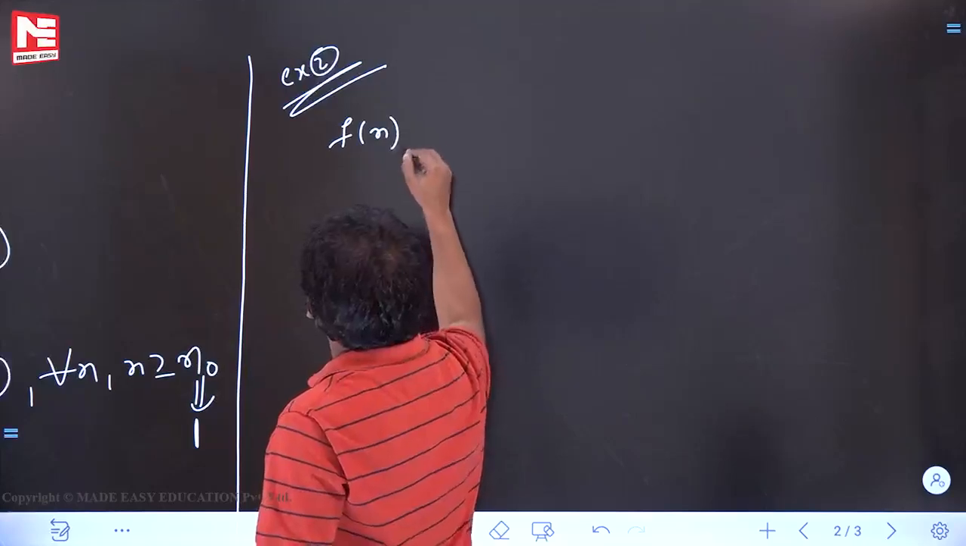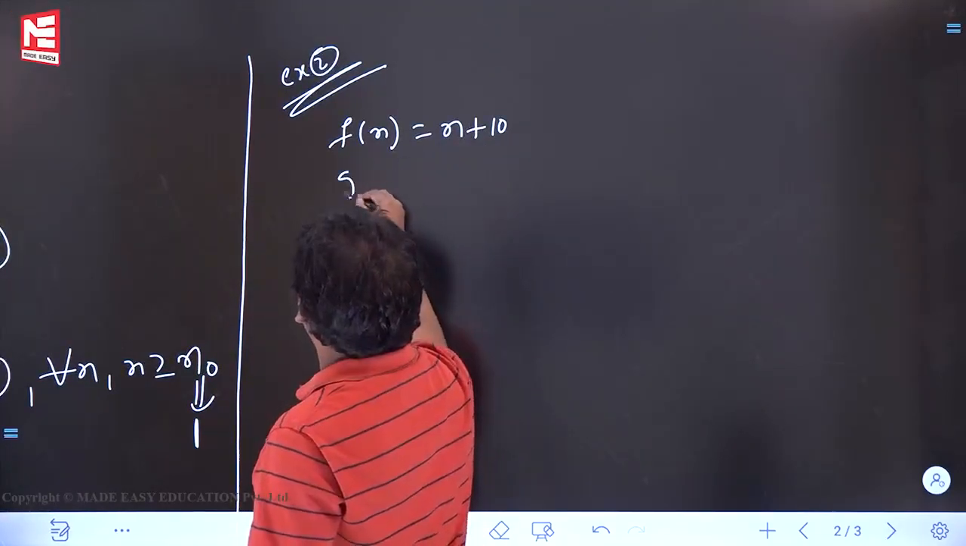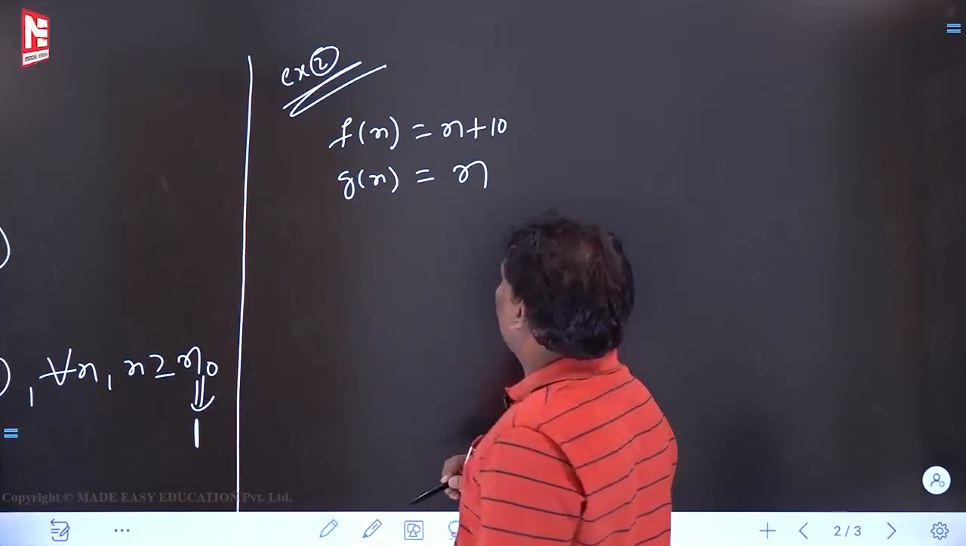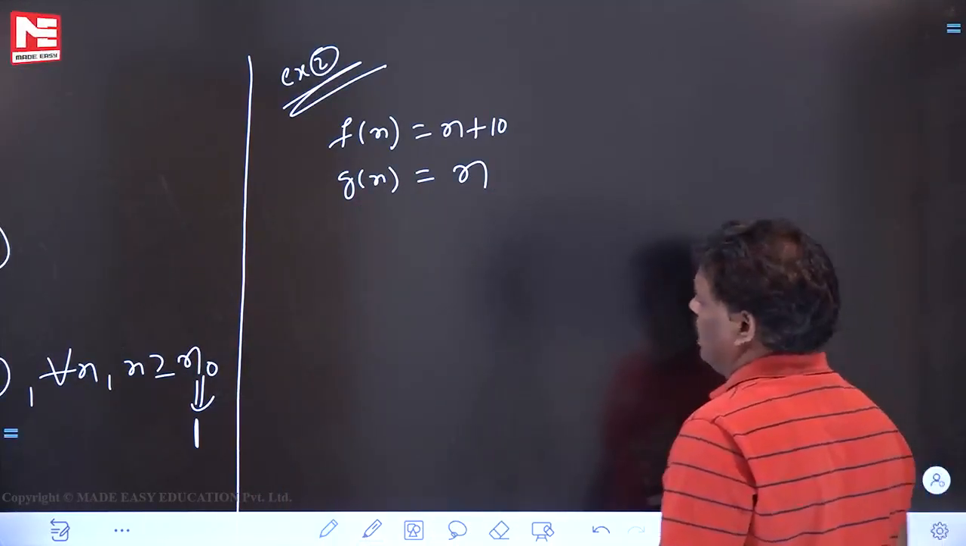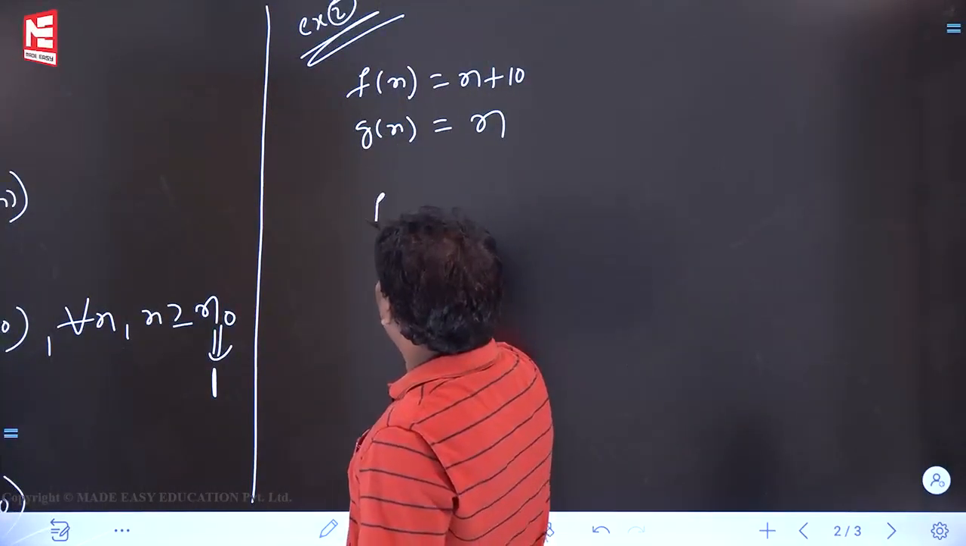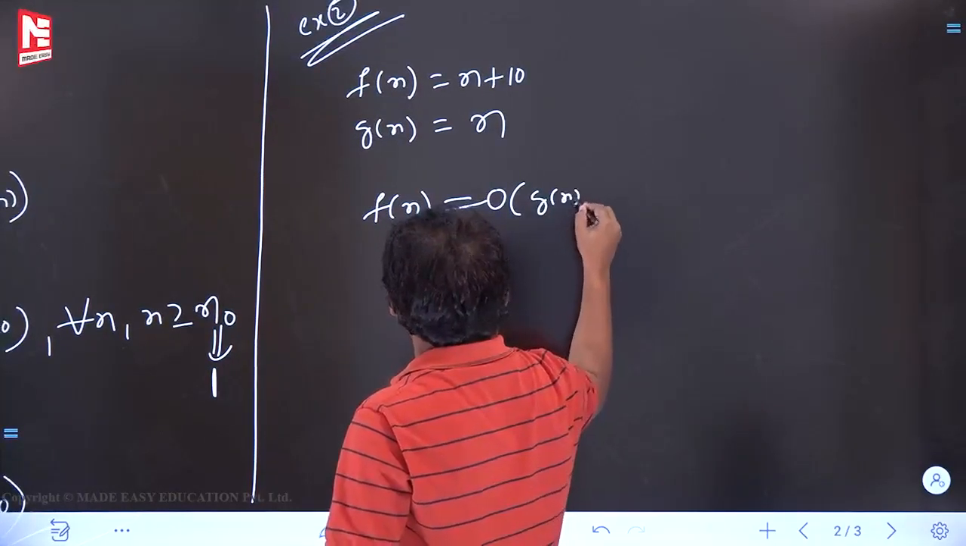F of n is equal to n plus 10. G of n is equal to n. Now, I want to prove this one: I want to prove F of n is equal to big O of G of n.